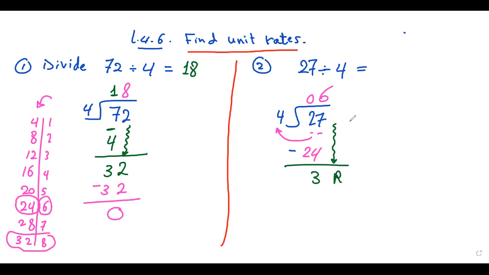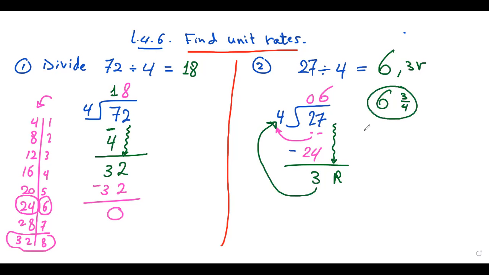A remainder. So the answer is 6. Am I right? And the 3 remainder. Yes, 3 remainder. Can I write the answer this way? 6 and 3 divided by 4? 3 divided by 4. Can I write the answer this way? Divide. Yeah. Do you agree with me?